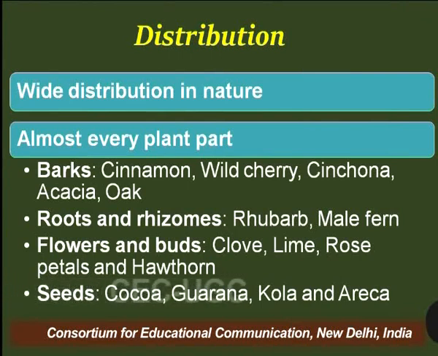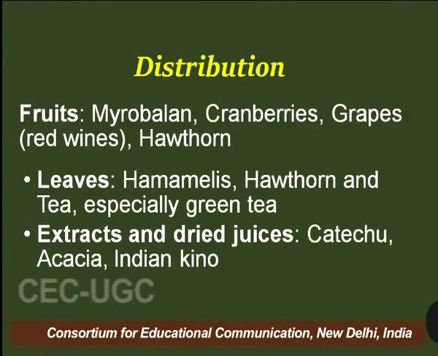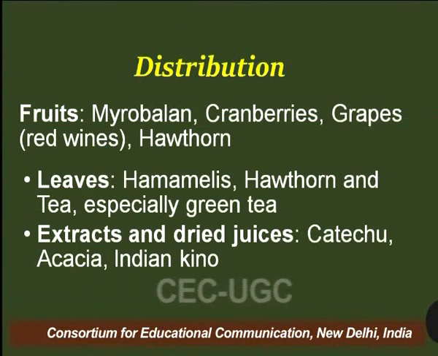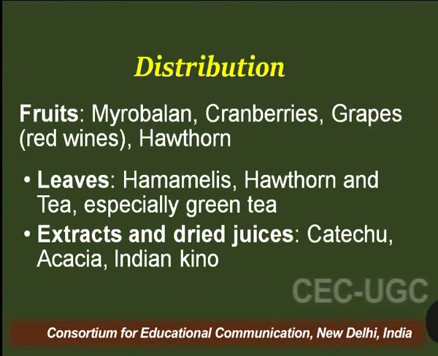For example, tannins are present in the barks of cinnamon, wild cherry, cinchona and acacia. Oak is a traditional example. Then in rhubarb and male fern, the tannins are present in their roots and rhizomes. Tannins are present in the flowers and buds of clove, lime, rose petals or hawthorn. They are also found in the seeds of coca, cola or areca. Then in fruits, they are found in myrobalan, which is also known as harad or haritaki in Ayurveda.